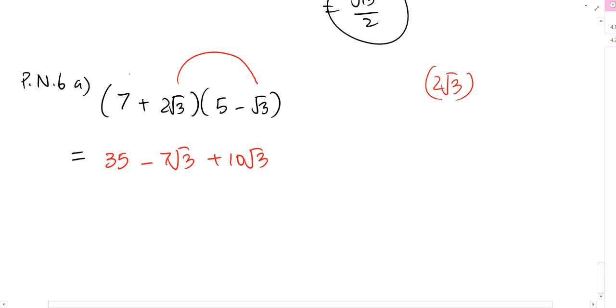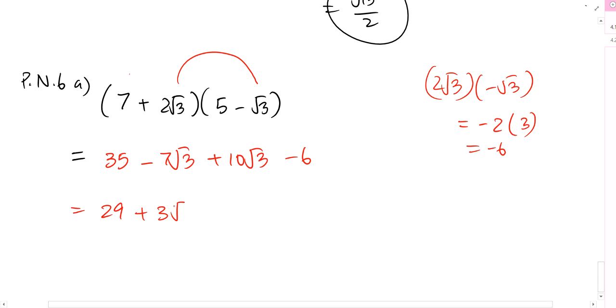2 root 3 times negative root 3. Okay, what's this? So this will be negative 2 times 3, negative 6. Okay, minus 6. Then we can simplify. 35 minus 6 is 29 plus 3 root 3. Simple algebra? Yes? Now we shall try part B.